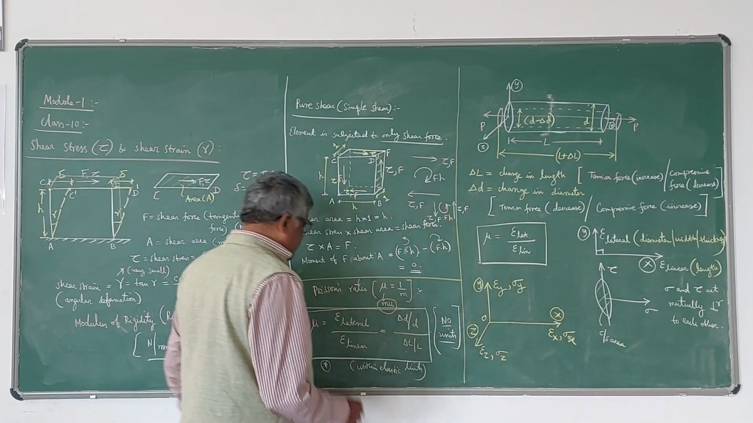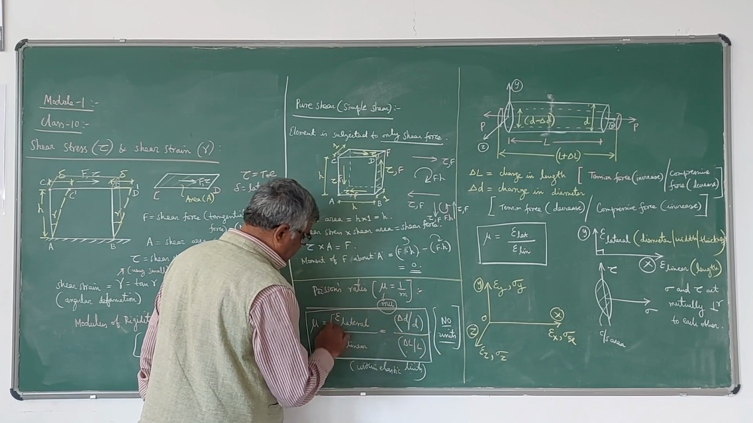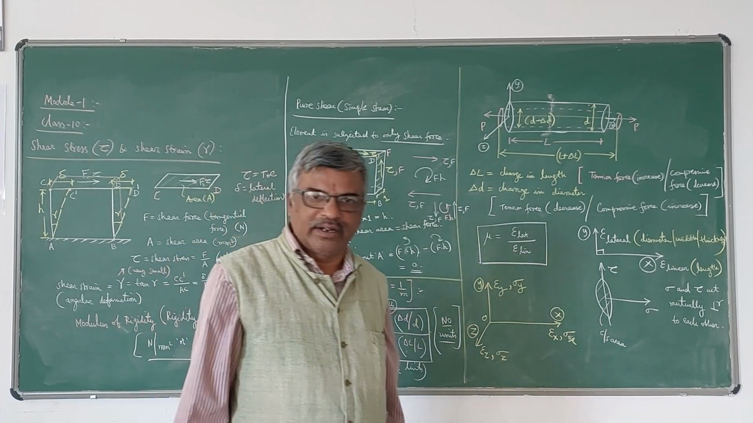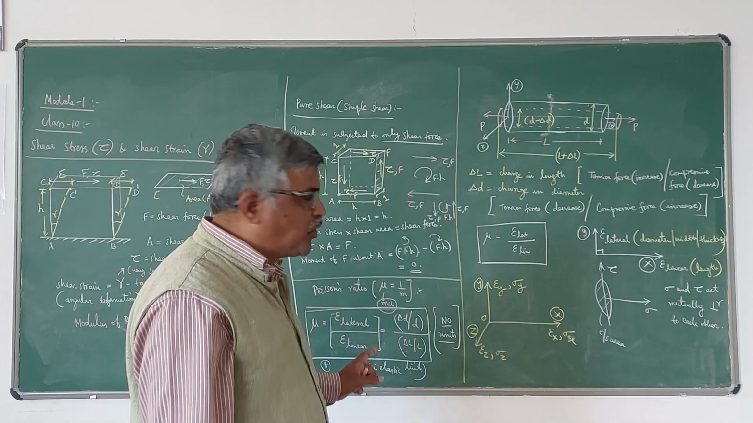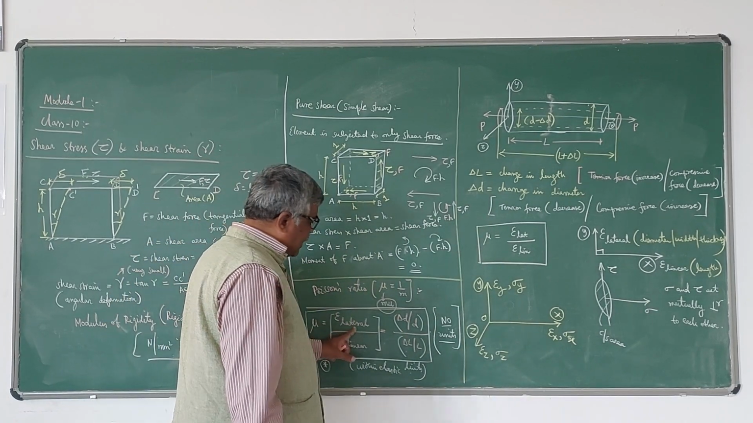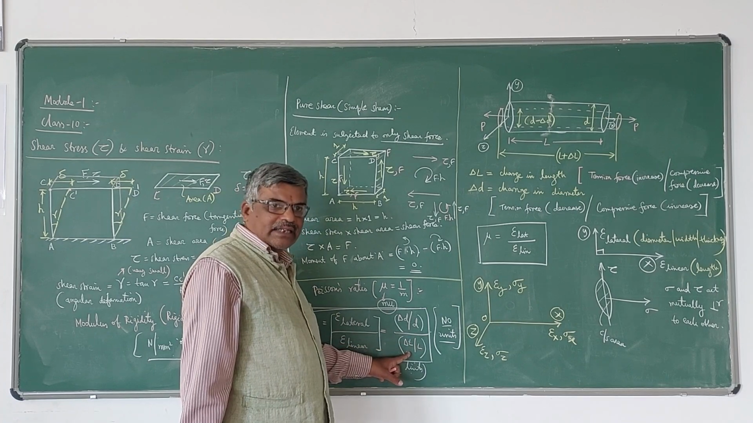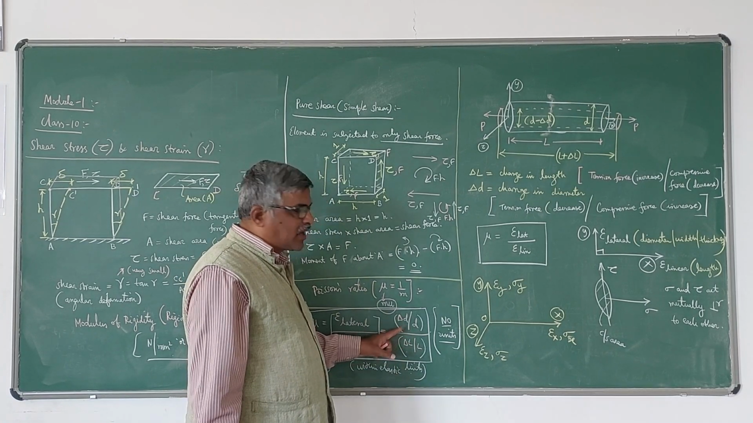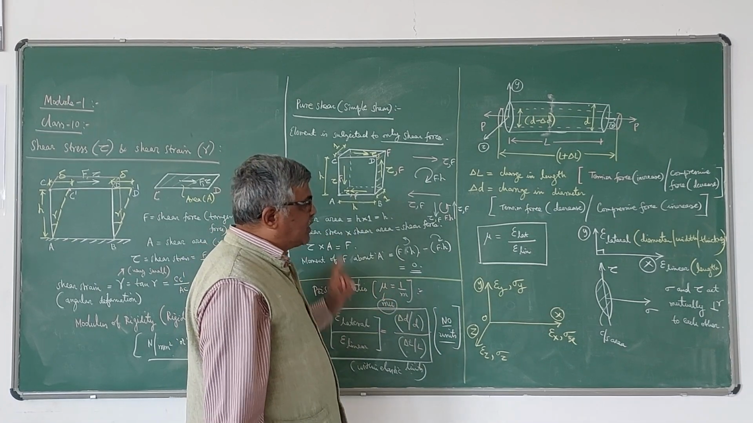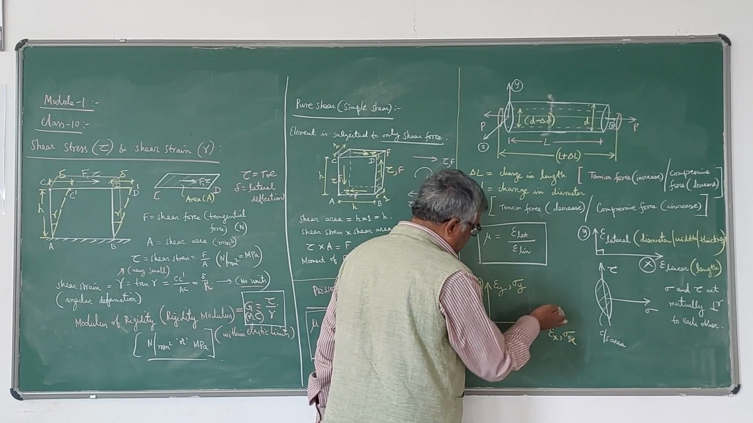That is why epsilon lateral divided by epsilon linear is called Poisson's ratio. Actually, it will be less than 1. The maximum value of mu is 0.5. We can prove that. Anyway, here delta D by D is the lateral strain and delta L by L is the linear strain. The ratio of these two is called Poisson's ratio, which is denoted by mu or 1 by m.